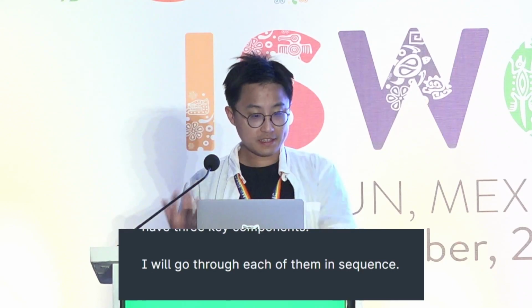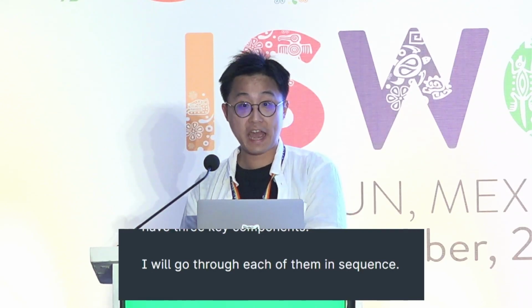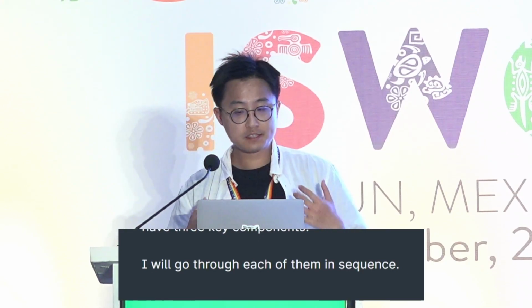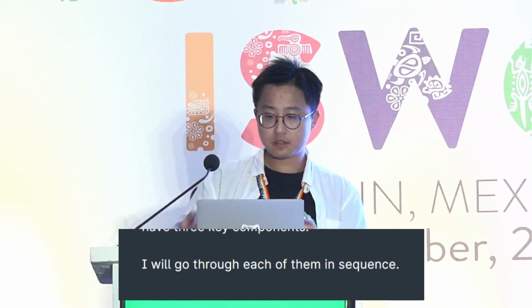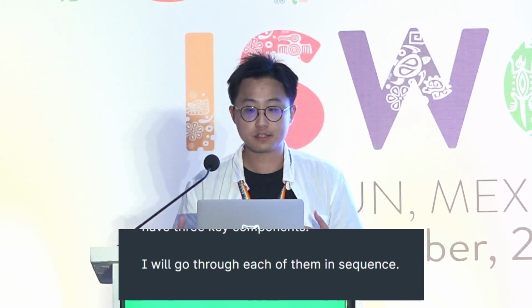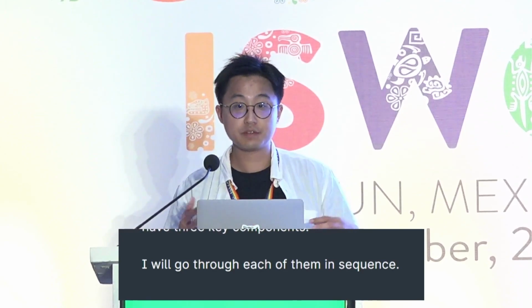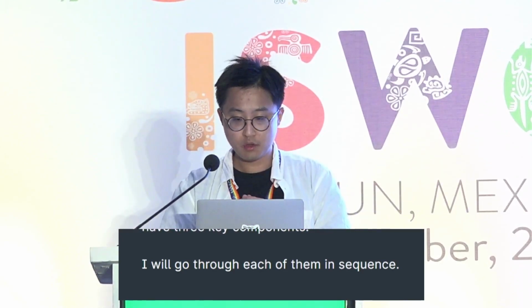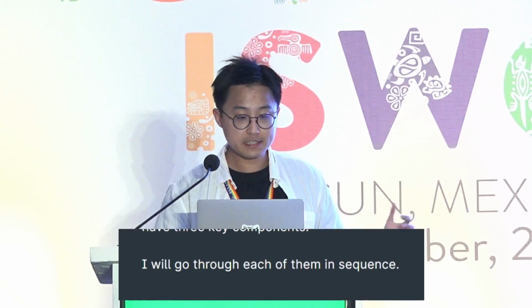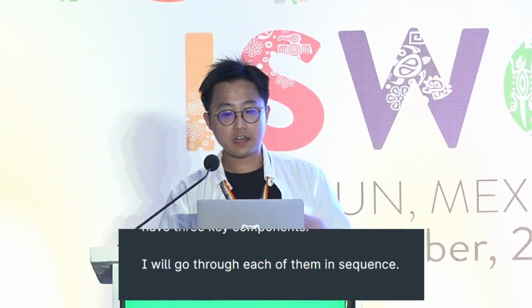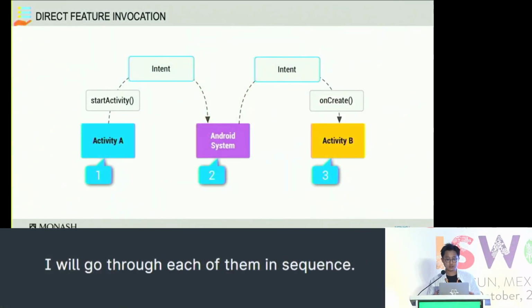Good. Next, the direct feature invocation. We want to build this feature because we want to take the user directly to a certain page to achieve the features that Google Assistant can do. So we start with the intent. An intent is an Android data structure that sends a message to the system, telling it what to display and what activity to trigger in the next screen.